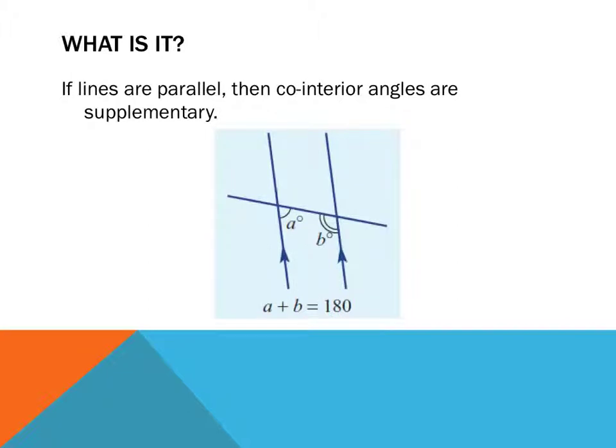The last one is co-interior. If the lines are parallel, then the co-interior angles are supplementary. I like to remember co-interior because it kind of sounds like interior, and these two angles are on the interior, or on the inside, of these two parallel lines. They will always be supplementary, or they'll always equal 180 degrees.